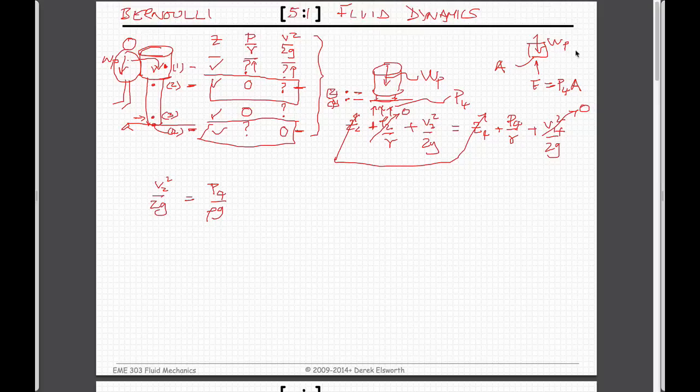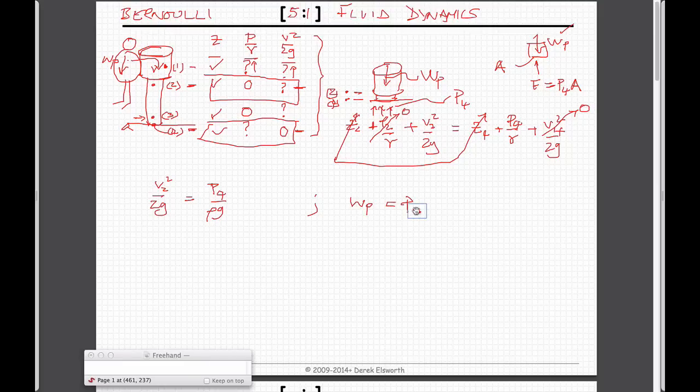We'd like to figure out, we know what the weight of a person is. The mass of the person is going to be 100 kilograms, so the weight is going to be 1,000 newtons. And so what we'd like to do is figure out this. Well, we also know from this that the weight of the person has to equal the pressure at point 4 multiplied by A. So in other words, pressure at 4 times A is going to be equal to this.